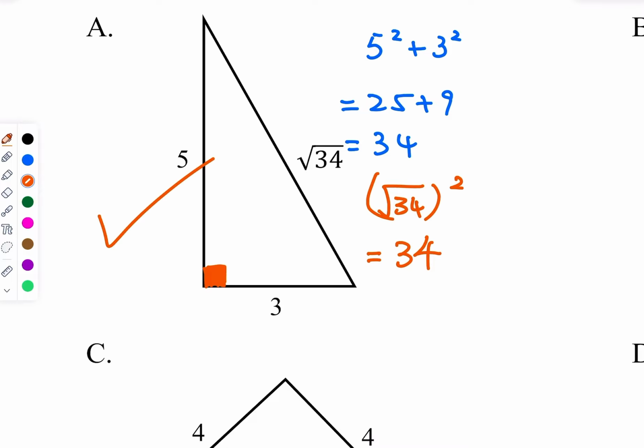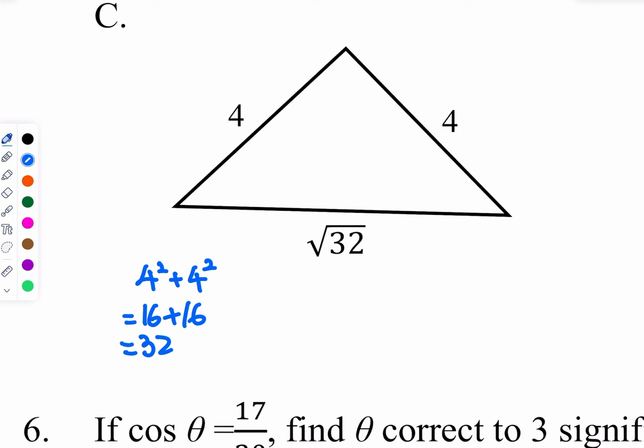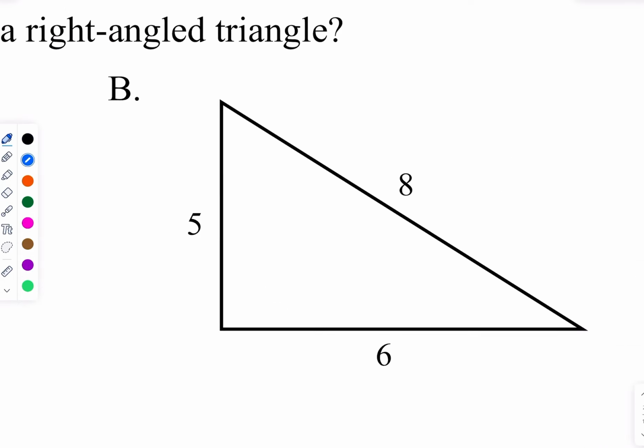So this is correct. Let's check this one. And there will be more than one correct here. Add up the two shorter lines' squares and check what you get. Then check the longer line's square. Is it the same? Yes, they are both the same. If they are both the same, we can put a 90 degree there. And go to the next question.